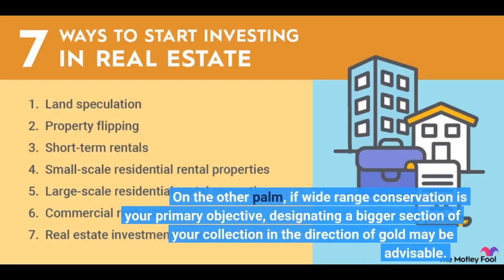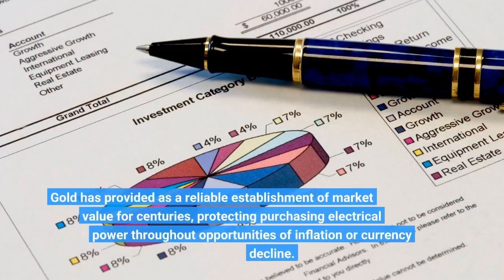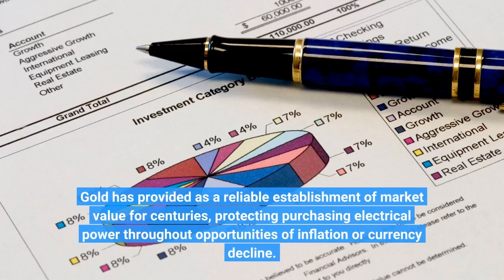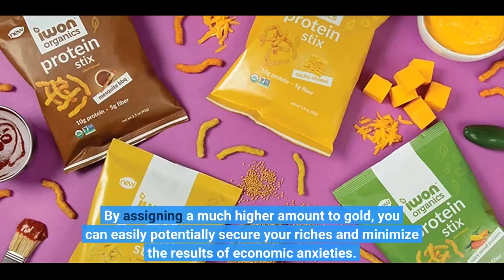On the other hand, if wealth preservation is your primary objective, allocating a larger portion of your portfolio towards gold may be advisable. Gold has served as a reliable store of value for centuries, preserving purchasing power during times of inflation or currency depreciation. By allocating a higher amount to gold, you can potentially secure your wealth and minimize the effects of economic uncertainties.